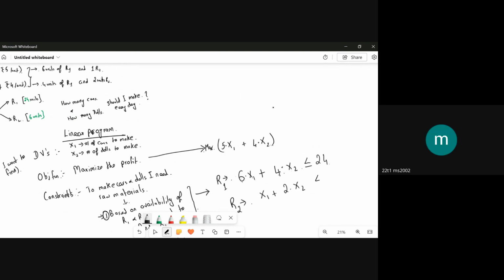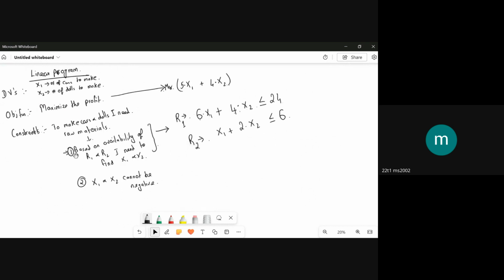X1 plus 2X2 is going to be less than or equal to 6. Why? Because every car requires 1 unit of R1 and every doll requires 2 units of R2. So X1 plus 2X2 is less than or equal to 6, and this is going to be the first constraint. Based on the availability of R1 and R2, I need to find X1 and X2.